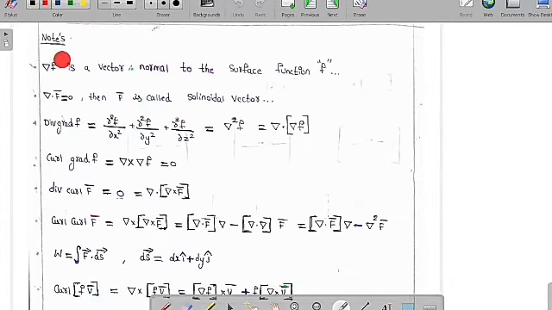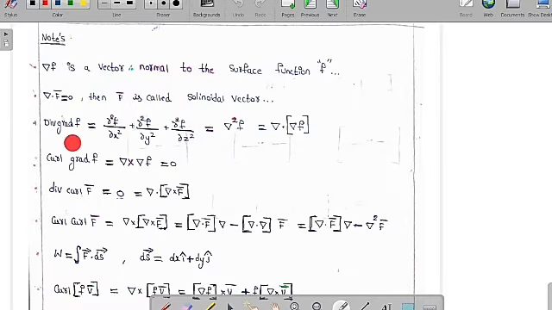Some important points now. Del f is a vector normal to the surface function f. I have already told you the gradient of any scalar function is always perpendicular to the surface, in the increasing direction of the function. And if del dot f bar is equal to 0, then f bar is said to be a solenoidal vector. The divergence of that vector is 0, meaning there is nothing like outflow or inflow, it is not diverging, so there is a rotational mechanism.